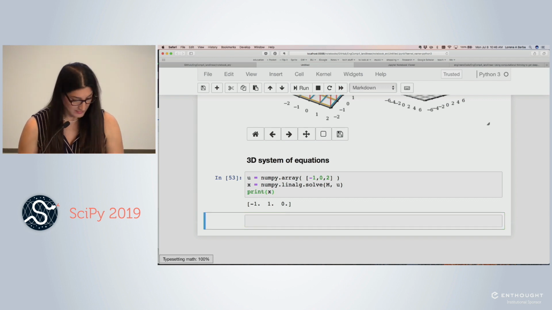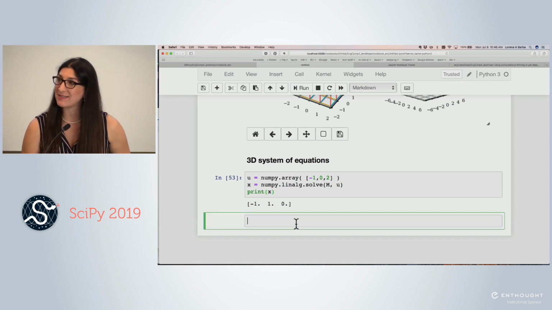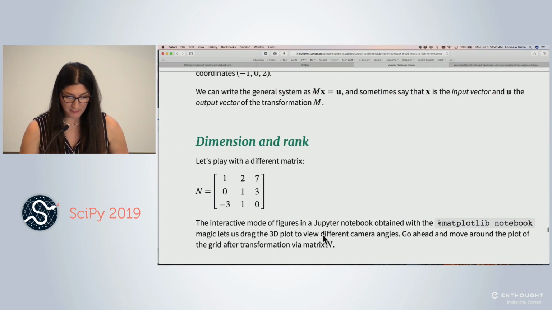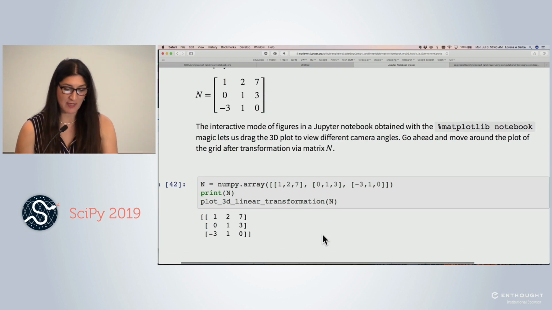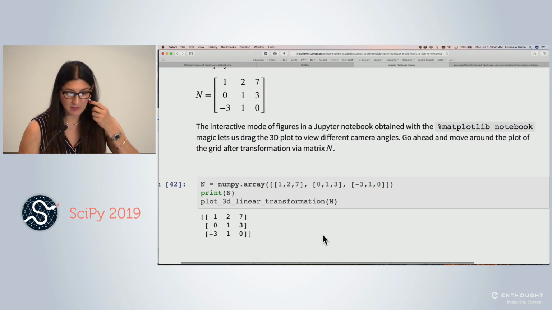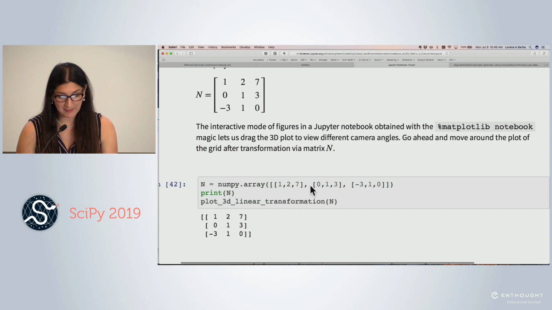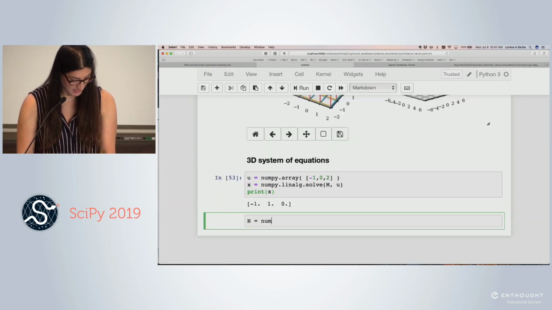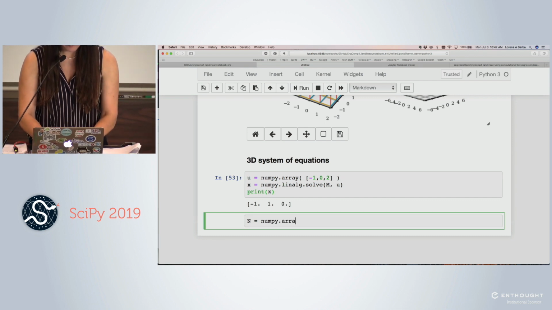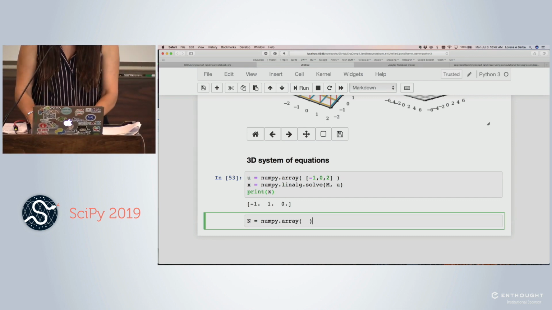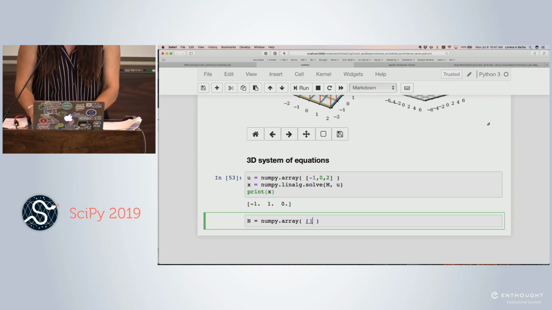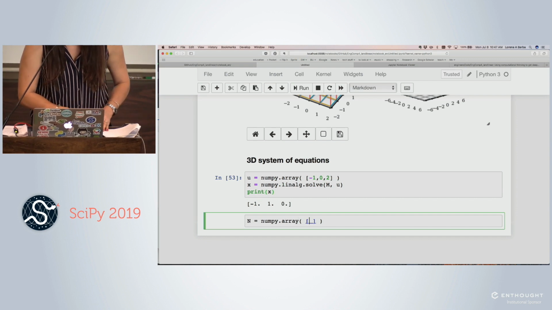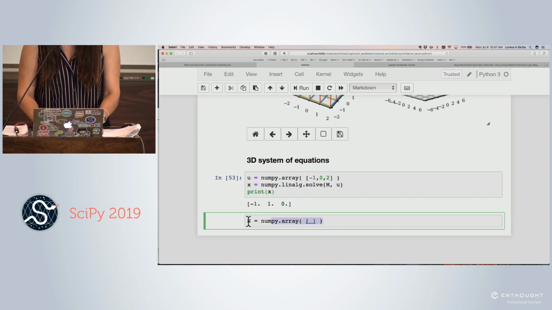But now let's look at something interesting. Let's play with a different matrix. We're going to now play with the matrix 1, 2, 7, 0, 1, 3, -3, 1, 0, listed by rows. Let's do that. So let's define N equals numpy.array. I'm going to do the trick of putting my, oops. Yeah, that seems okay. Oh, this is a markdown cell.